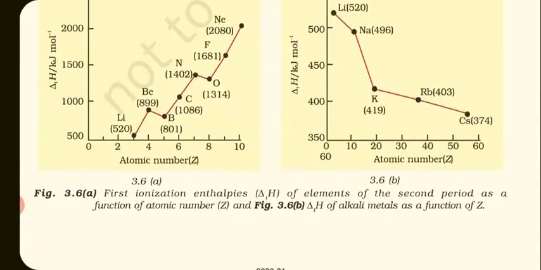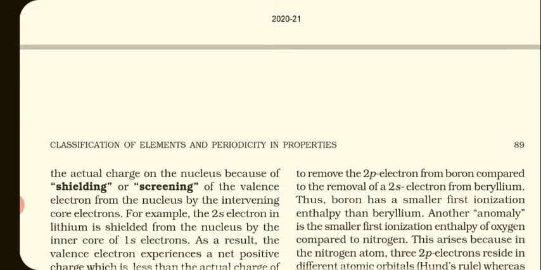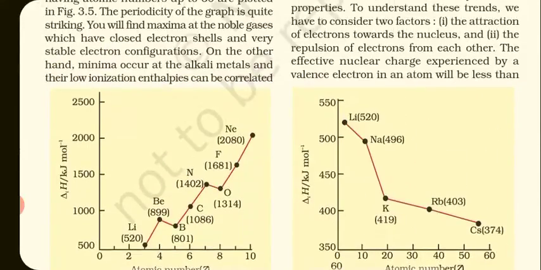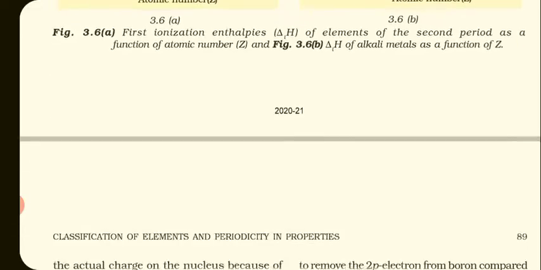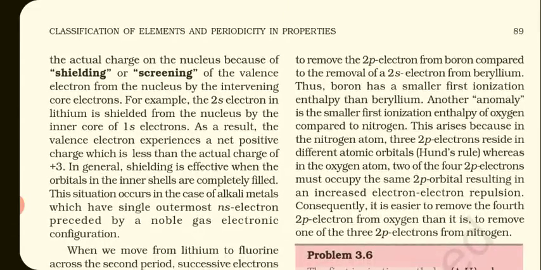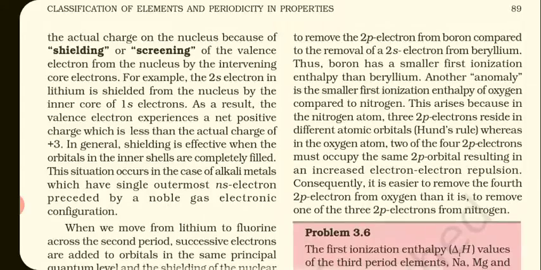So you just learn what is ionization energy: the energy required to remove one electron. As the atomic number increases down a group, the ionization energy required decreases, because the most loosely bound electron is loosely attracted by the nucleus, as it is so far away from the positively charged nucleus. So the actual charge on the nucleus is reduced because of shielding or screening of the valence electron from the nucleus by intervening core electrons.